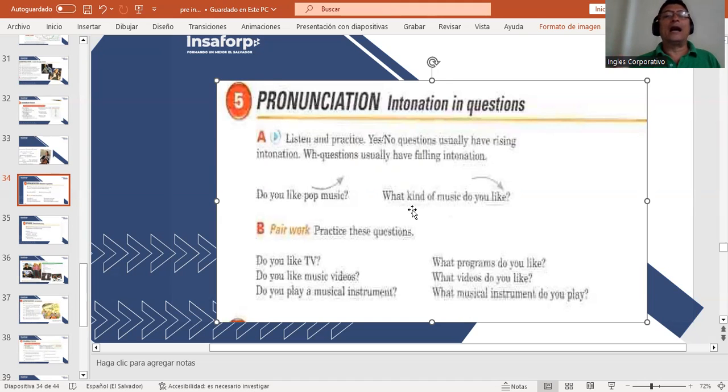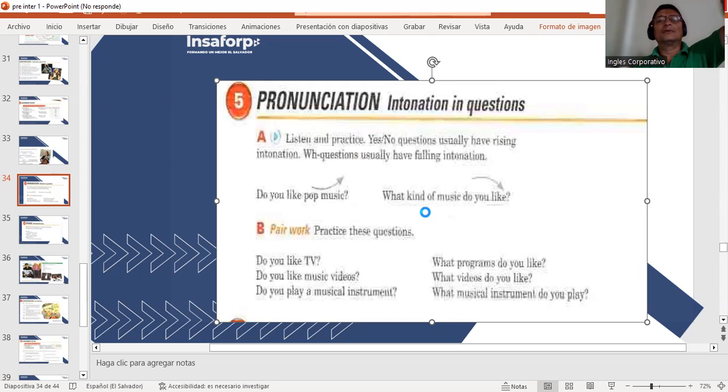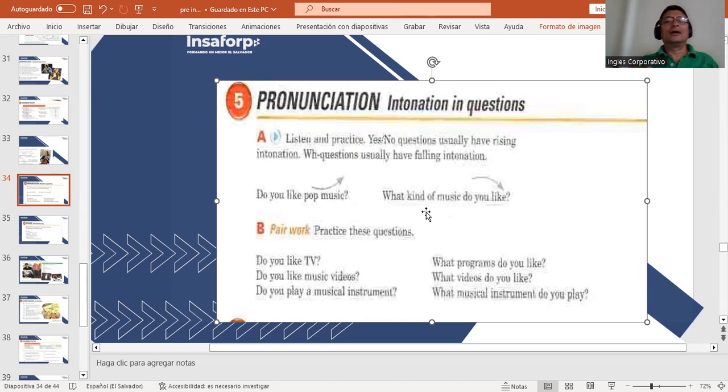On the other hand, we have WH questions, which usually have falling intonation. What does this mean? Falling intonation is when your voice goes down. The intonation of your voice goes down, okay? So we say, what kind of music do you like? See the difference? Do you like pop music? What kind of music do you like? Yes, no questions? Rising intonation. WH questions? Falling intonation. Understand?